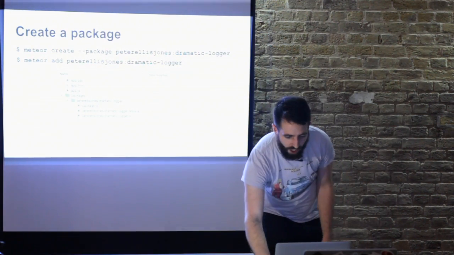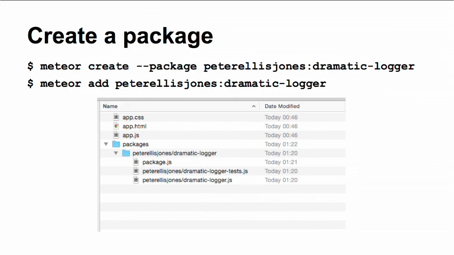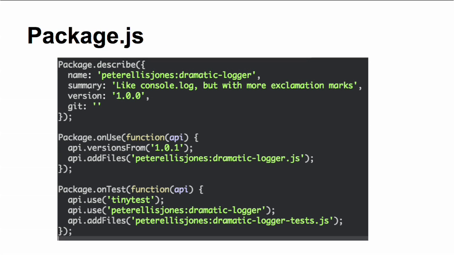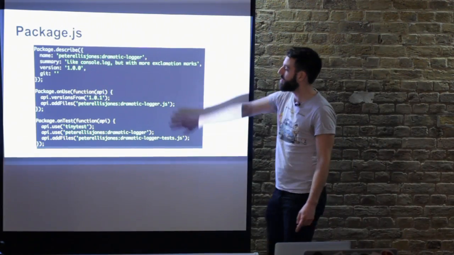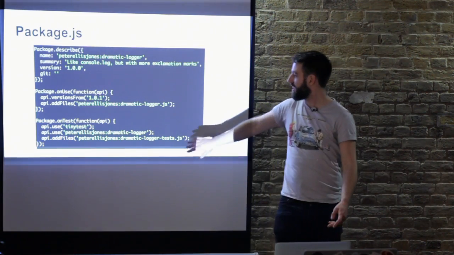Cool. So that creates a few files. It'll create the packages folder, and it'll give you a package.js, and it'll create some default files for you. Let's look at package.js. It describes the package, basically. So you have a description, so it's called dramatic logger. You have a summary, you can have a Git repo, and then here you can define what your package depends on and what it exports, and then you have some testing stuff.